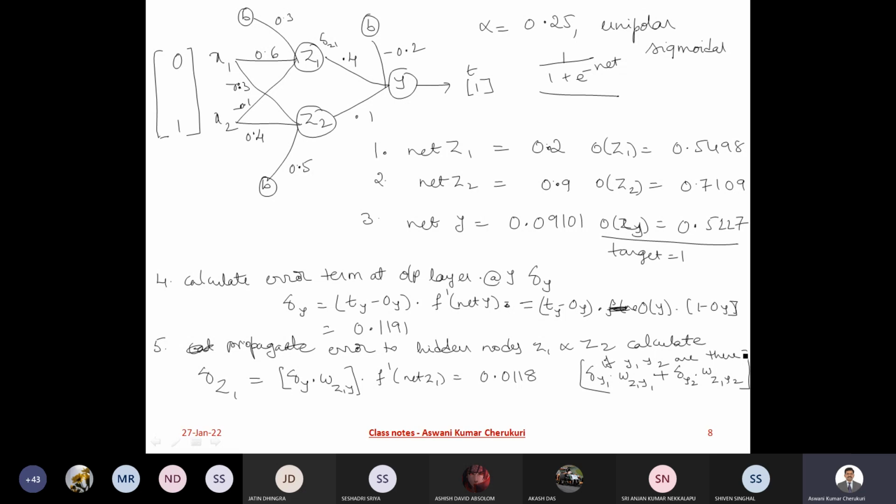Similarly, now let us try the error term at z2. You have one node from the next layer, that is del y, and you are going to consider the weight of z2 y with the derivative, the gradient at z2, so f dash net z2.